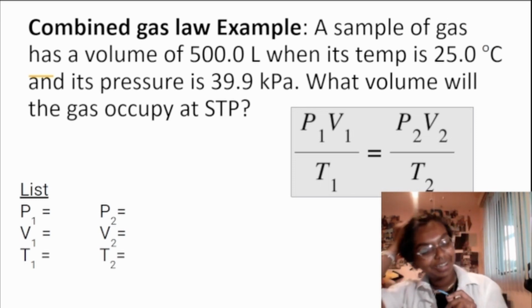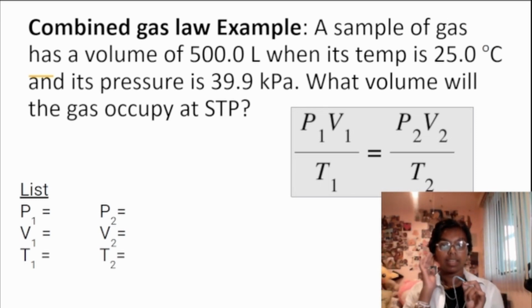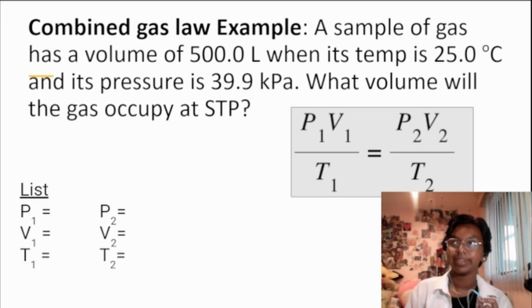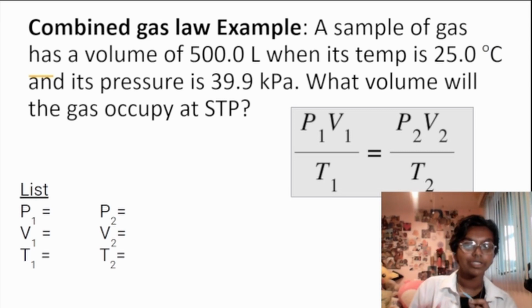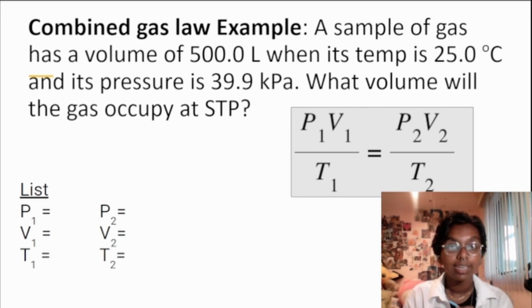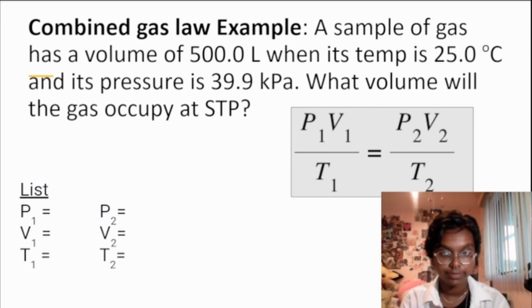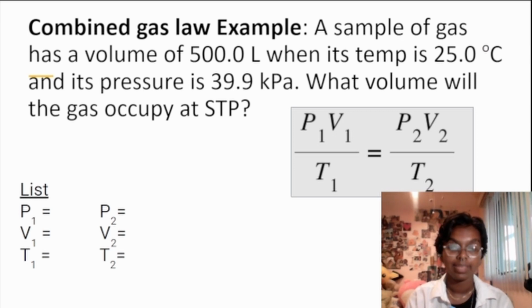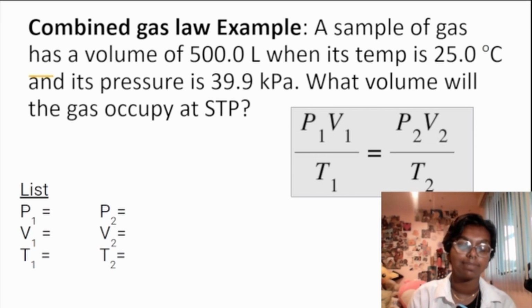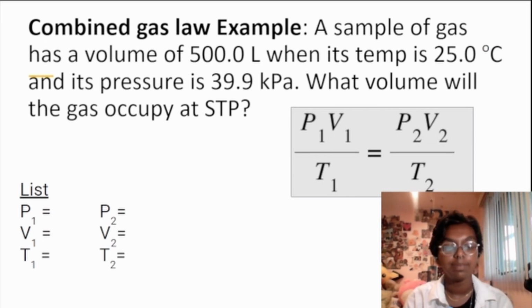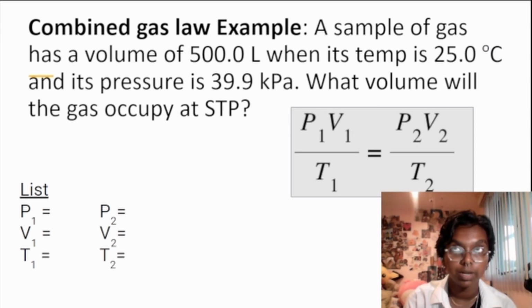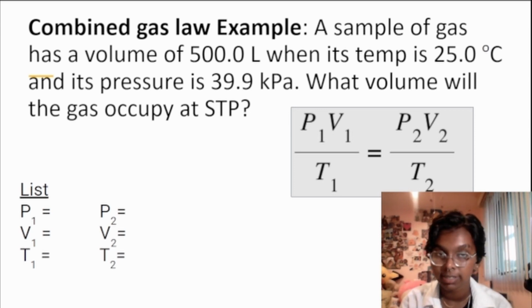Okay, so let's do this. Where shall I start? You know what? Let's just start with the list. Initial pressure is 39.9. Initial volume is 500. And the initial temp is 25. And then the gas will occupy at STP. That's what I want to know. So what's STP? STP is 101.3 kilopascals, but it's 0 degrees Celsius.